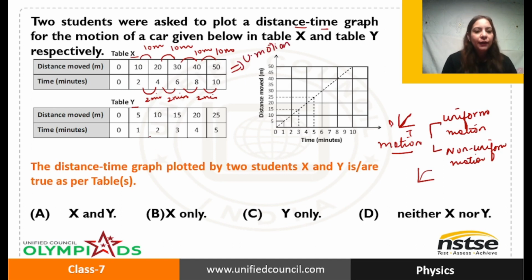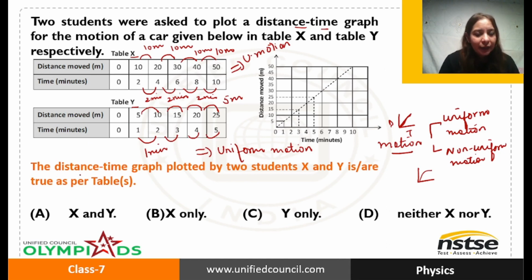Now let's look at Y. When time is 0 minutes, distance moved is 0. Time 1 minute, distance moved is 5. 2, 10, 3, 15. So that means after every interval of 1 minute, the distance moved every time is 5 meters. As you can see, the difference is 5 meters. So again, this data is in accordance with uniform motion. And we know that for uniform motion, the graph is always a straight line.